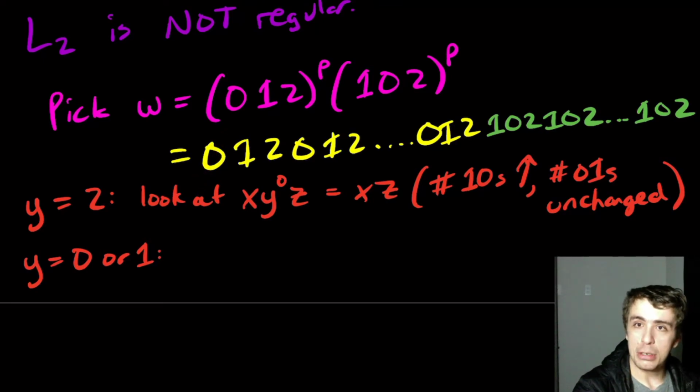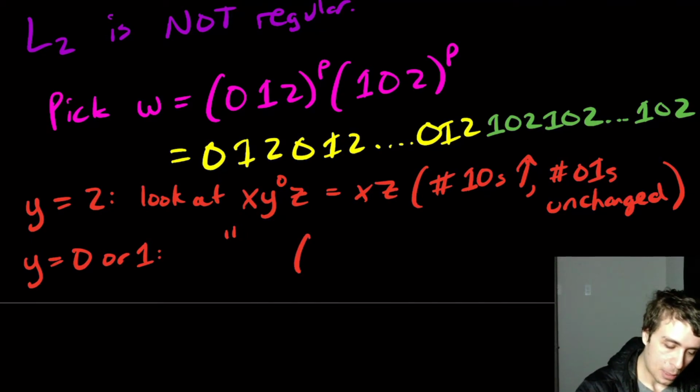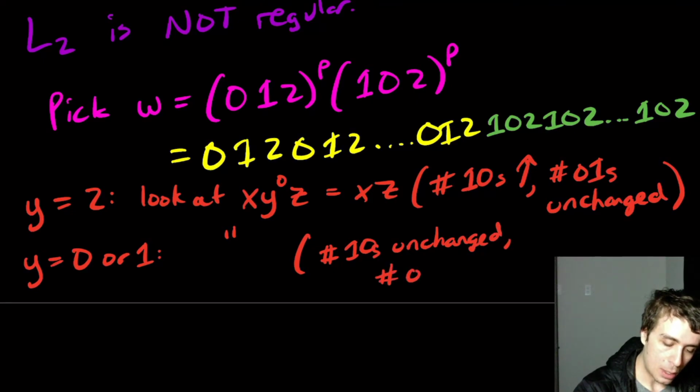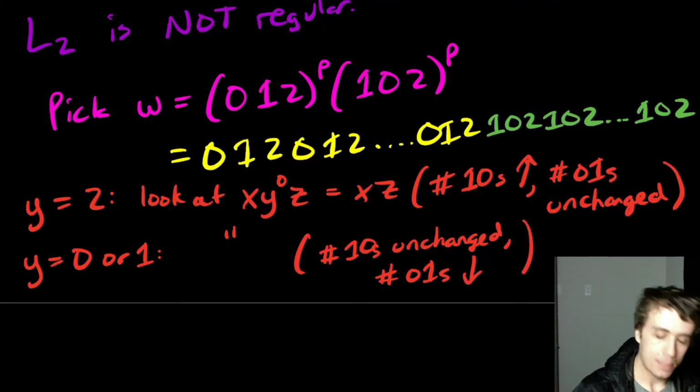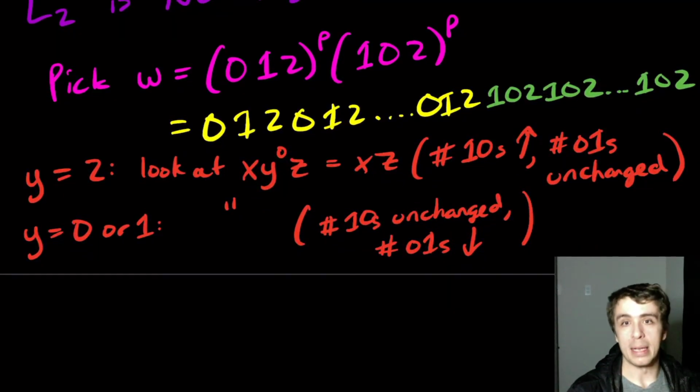If I delete this 0, it's exactly one 0 being deleted. Then that means that one of the 0 1s went down in count, but the number of 1 0s was unchanged. So again, we're going to look at x y to the power 0 z, but the reasoning is different. The number of 1 0s is unchanged, and the number of 0 1s went down, I should say. And it's the same reasoning if it's exactly one 0 or exactly one 1.